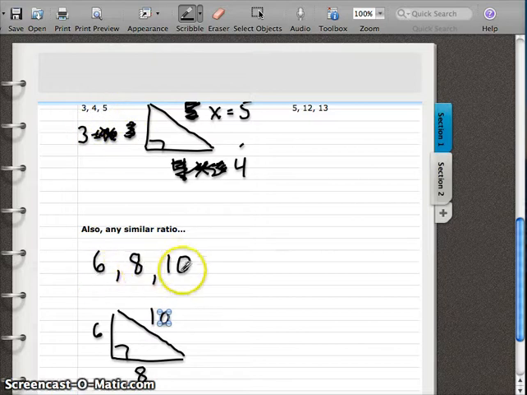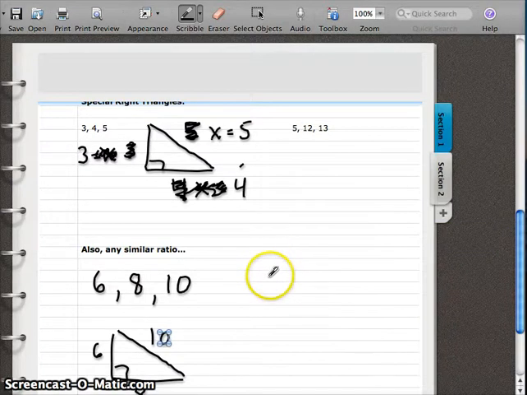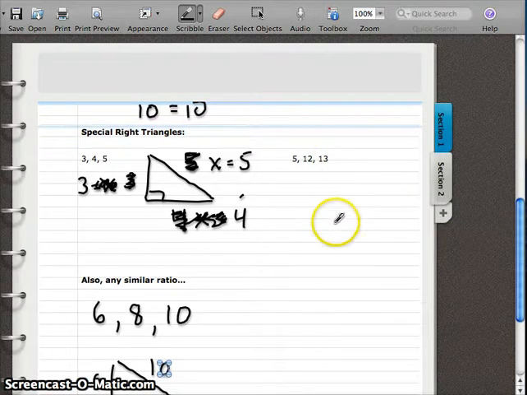If I divide each of these numbers by 2, I get back to my 3, 4, 5. So any similar ratio, you could double these values, triple them, square them, do all kinds of stuff to them. As long as they hold the same ratio, 3, 4, 5, it's always going to hold true that they're special values, and you can always fill in the blank if you recognize it. But if you don't recognize it, you can still use your Pythagorean theorem to solve for that missing value. But then hopefully by the end of your Pythagorean theorem you realize, oops, I forgot. It was a special right triangle.